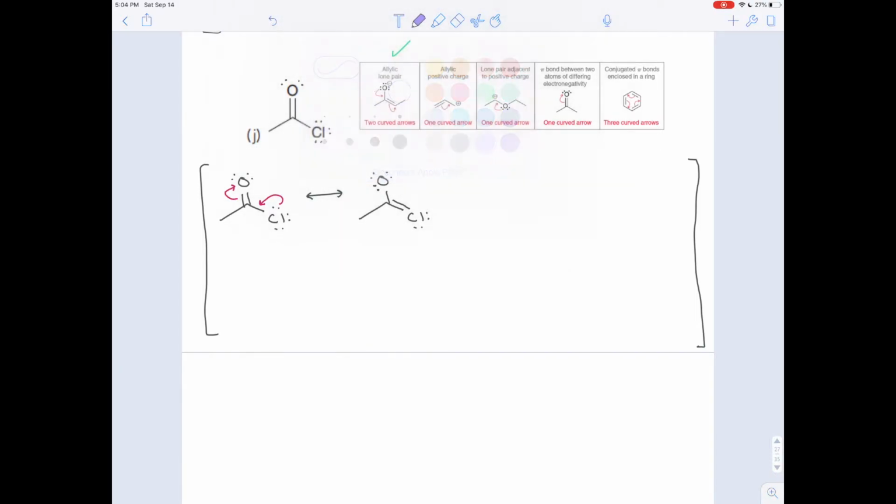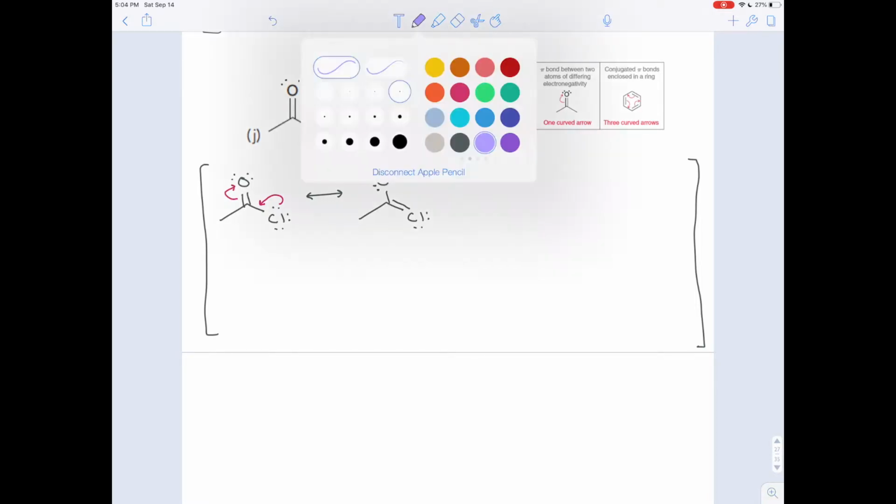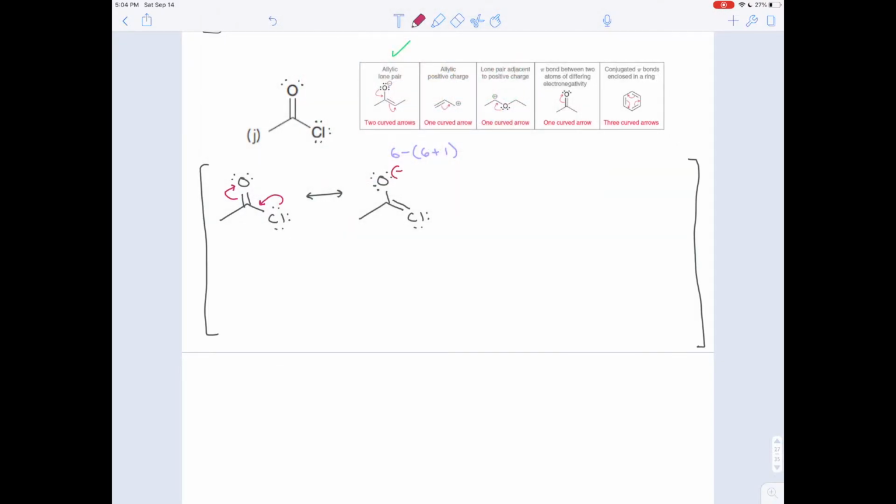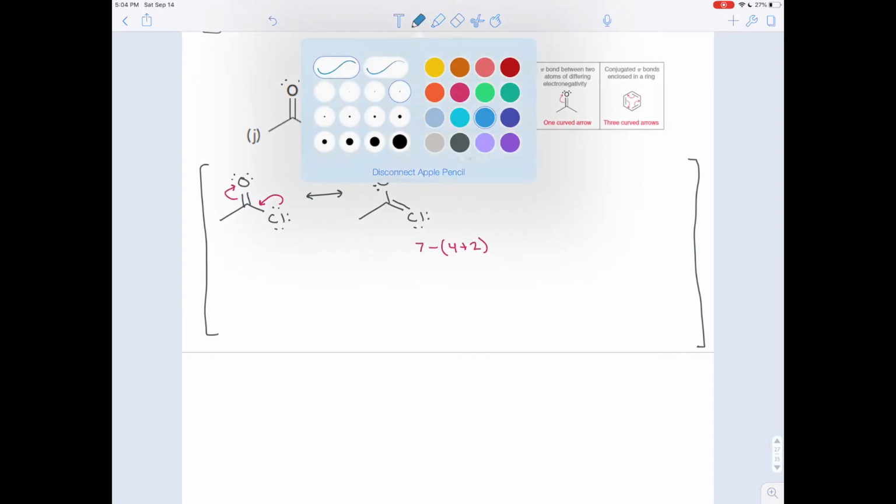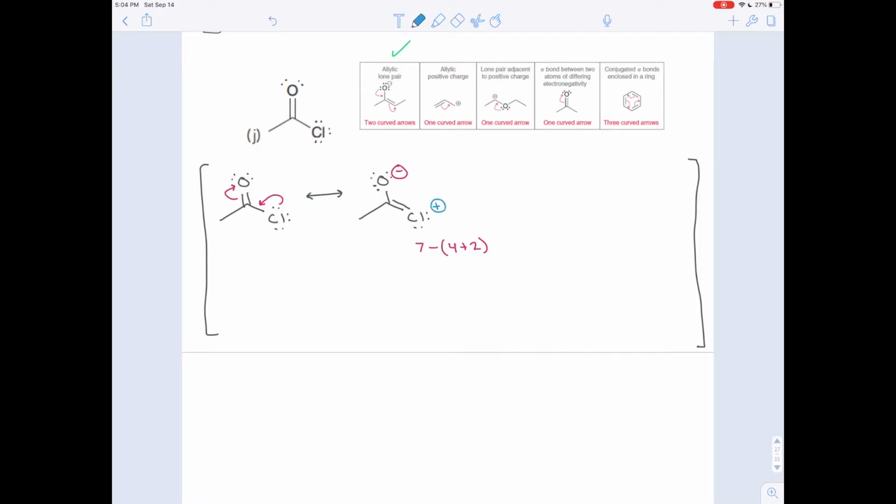For the formal charges, this oxygen is 6 minus 6 dots plus 1 line, that's 6 minus 7, so we've got a negative charge there. For the chlorine, this chlorine is in group 7A, so 7 minus 4 dots and 2 lines. That's 7 minus 6, so that chlorine has a positive 1 charge. So that's our first resonance structure.